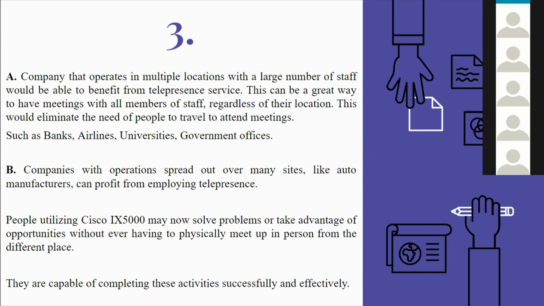This can be a great way to have meetings with all members of staff regardless of their location. This would also eliminate the need for people to travel to attend meetings. Companies with operations spread out over many sites, like auto manufacturers, can profit from employing telepresence. People utilizing Cisco IX5000 may now solve problems or take advantage of opportunities without ever having to physically meet up in person from a different place.